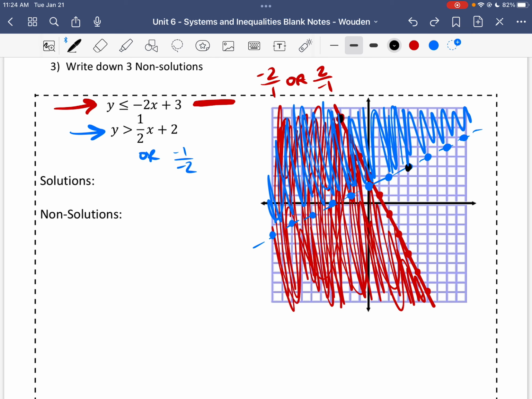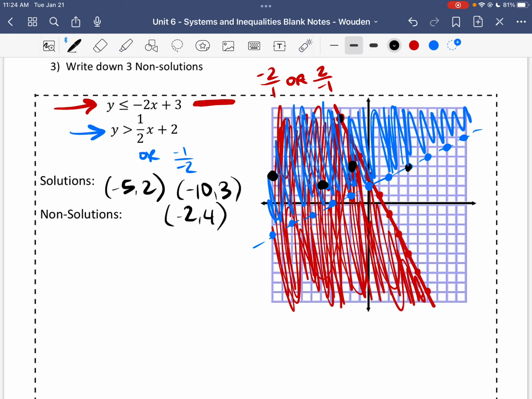Let's do -1, 2, 3, 4, 5. -5, 1, 2. -5, 2. That is a point in my shaded area. Okay? Another point could be let's do -10, 3. Okay, that is also in my shaded area. We can do -2, let's see, 1, 2, 3, 4. -2, 4. That is also in my shaded area.